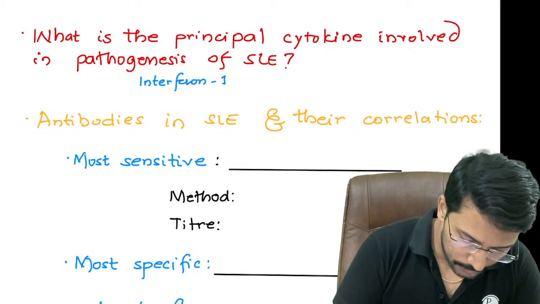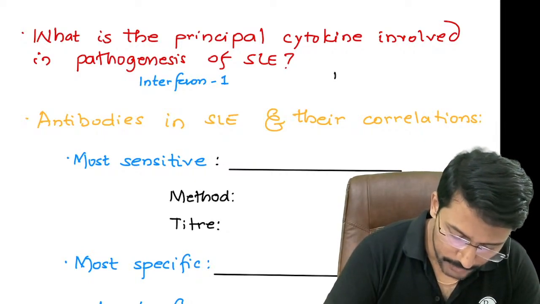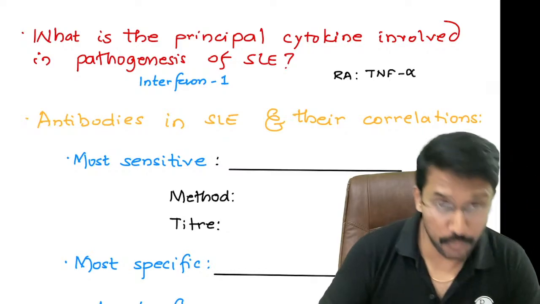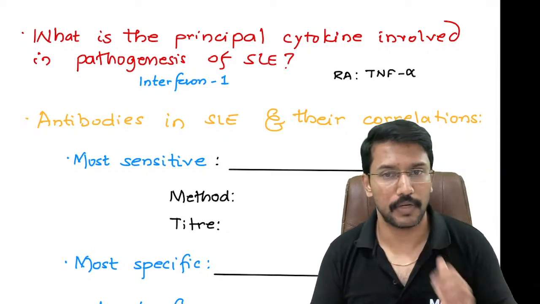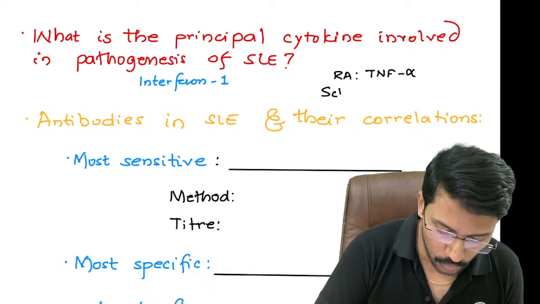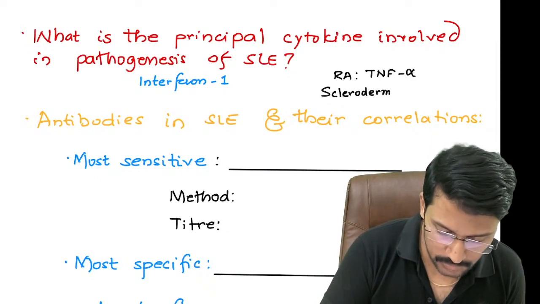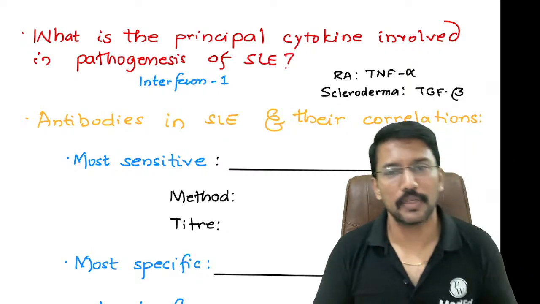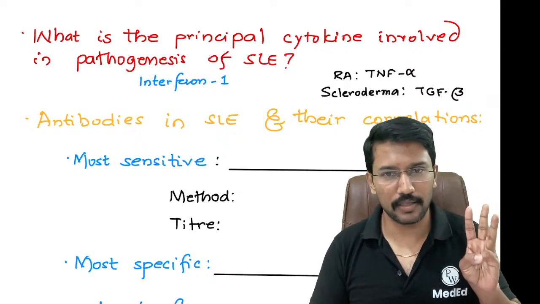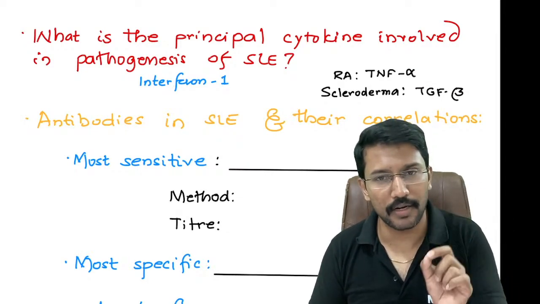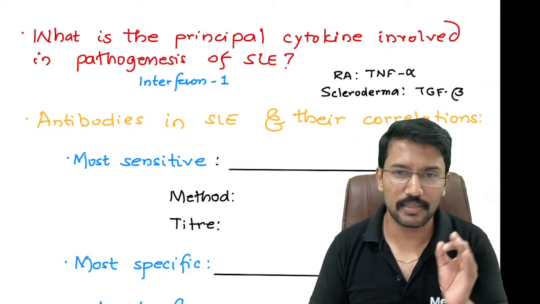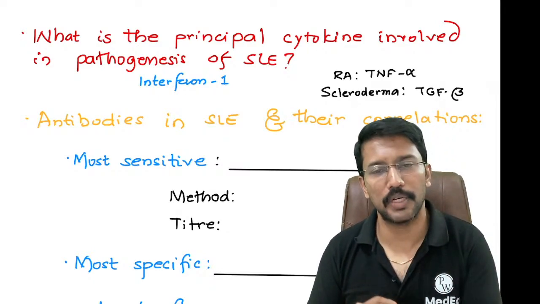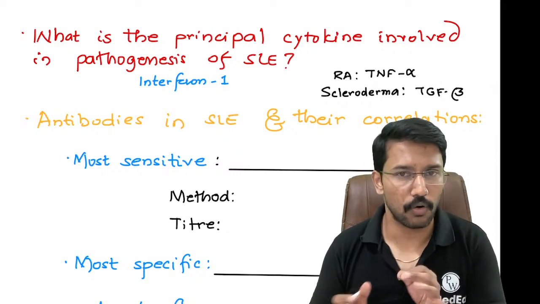Interferon 1, right? So for that matter, let us make a note. When it comes to rheumatoid arthritis, that is going to be TNF alpha. That is why when we treat rheumatoid arthritis, we treat them with anti-TNF alpha drugs, right? When it comes to scleroderma, or systemic sclerosis, it is transforming growth factor beta, TGF beta. Clear? So all three are MCQ points. SLE, interferon 1. If you have to treat SLE, you have to block interferon 1. Rheumatoid arthritis, TNF alpha. If you have to treat rheumatoid arthritis, block TNF alpha, right? Scleroderma, TGF beta. As of now, we don't have effective drugs to block TGF beta.